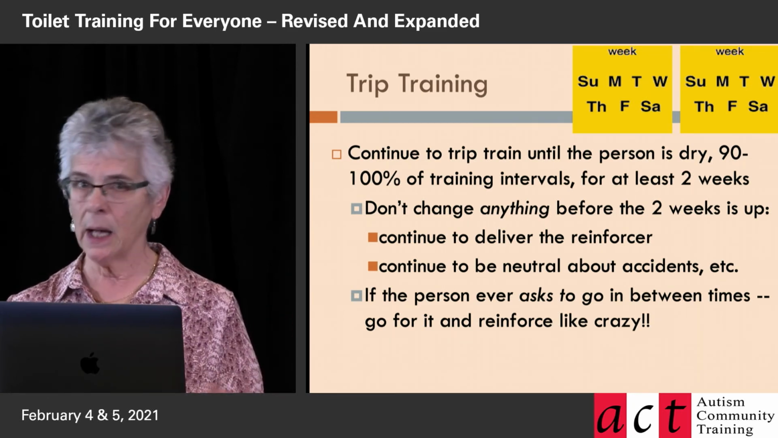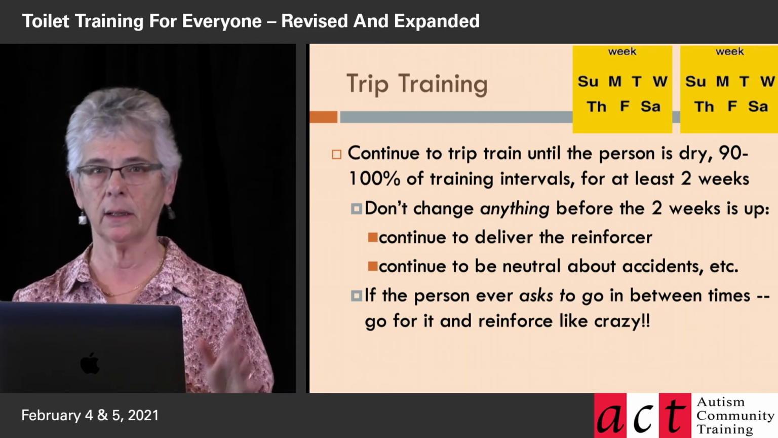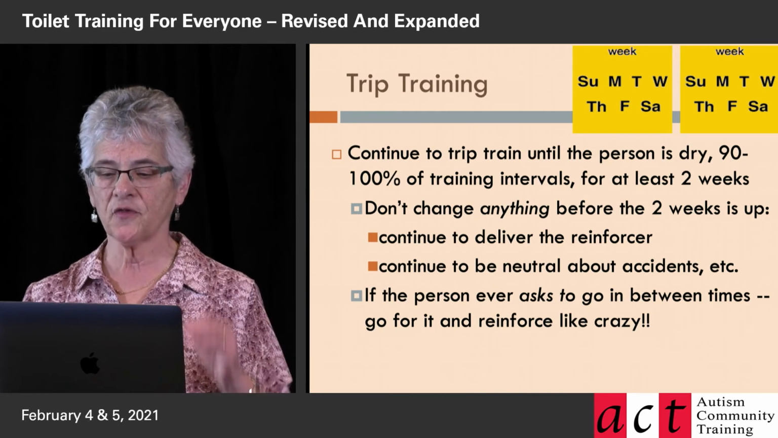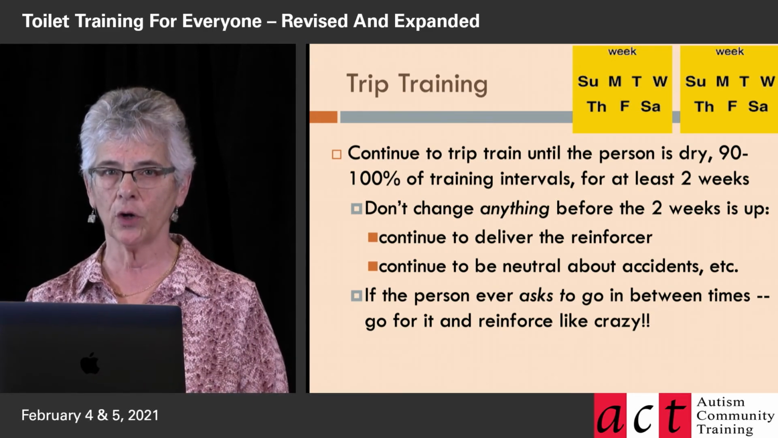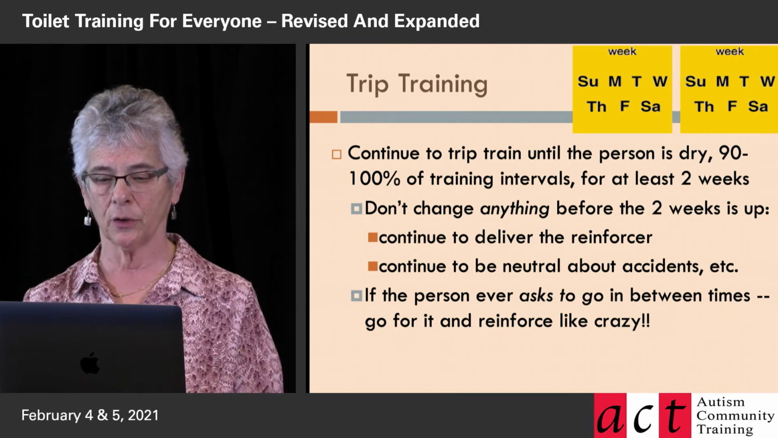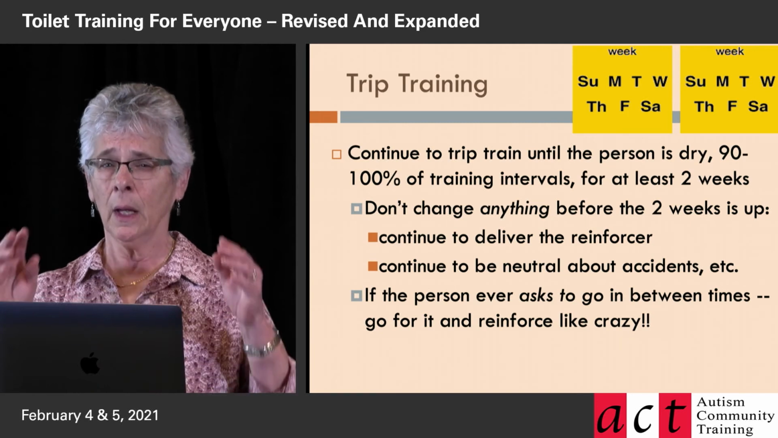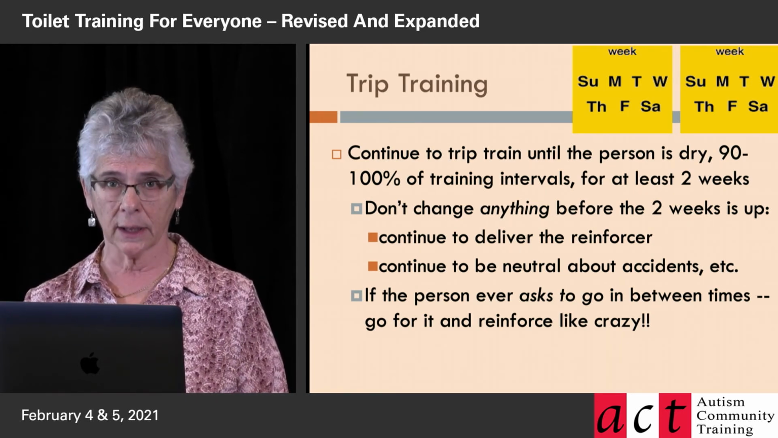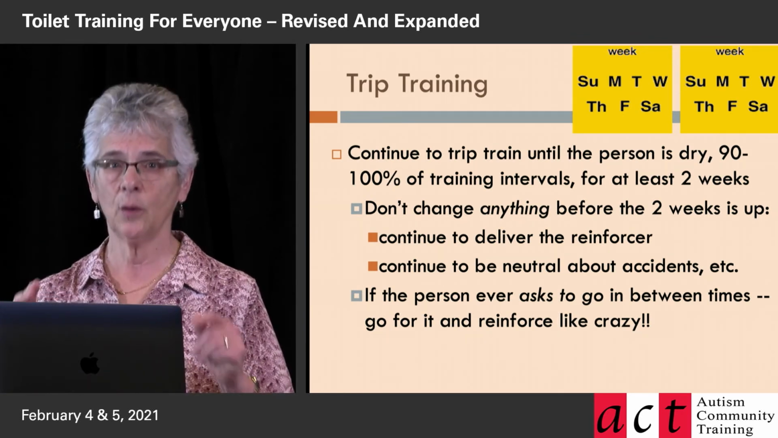Most of the time, I say 90 to 100%, you know, let's not get fussy about the math, of the training intervals for at least 2 weeks. You want this to be really, really solid before you start flipping to phase 2. Don't change anything before the 2 weeks is up. Continue to deliver the reinforcer whenever he pees in the toilet. Continue to be neutral about accidents when they occur.